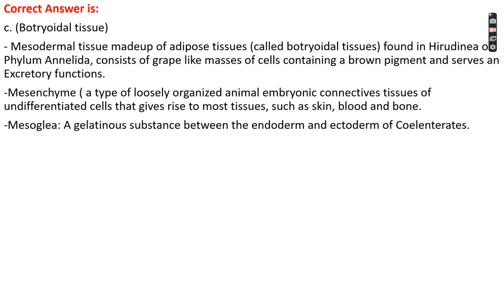Okay. While mesenchyme is a type of loosely organized animal embryonic connective tissue of undifferentiated cells that give rise to most tissues, such as skin, blood, and bone. While mesoglia is a gelatinous substance which is located between the endoderm and the ectoderm of cnidarians.